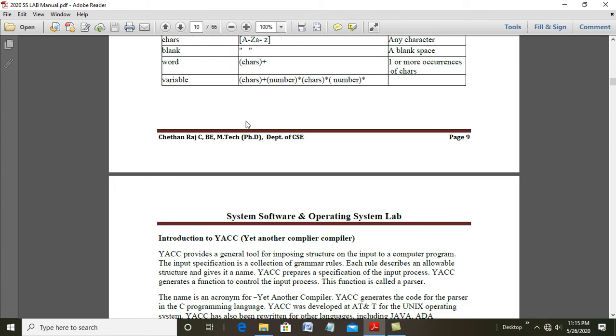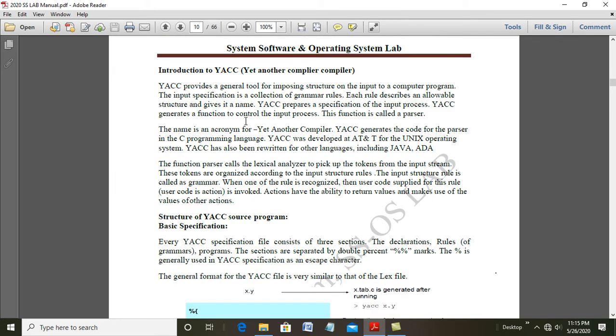And directly we go for YACC. Lex is the first phase, and YACC specifies your second phase. That's the syntax analysis part, and we can also call it the parser phase.